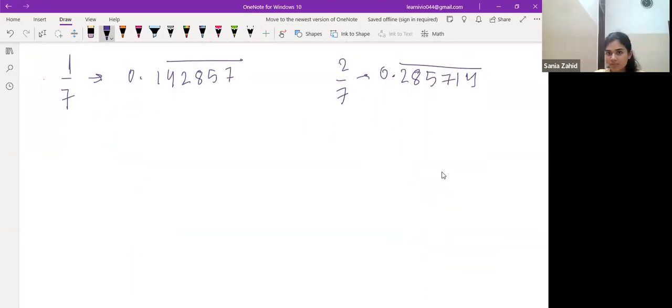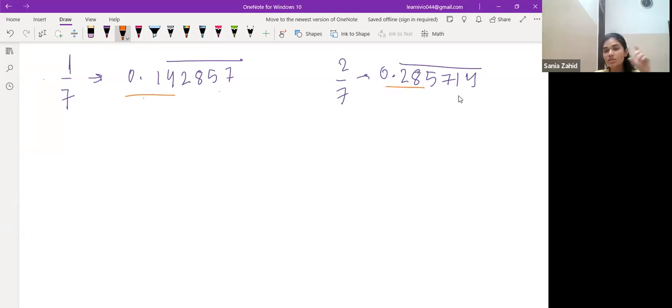Now you have these decimal expansions. Now I need to find an irrational number between 0.142857 and 0.285714. So see, it's very easy. First of all, you look at the first two numbers. So here I can consider 0.14 and 0.28.